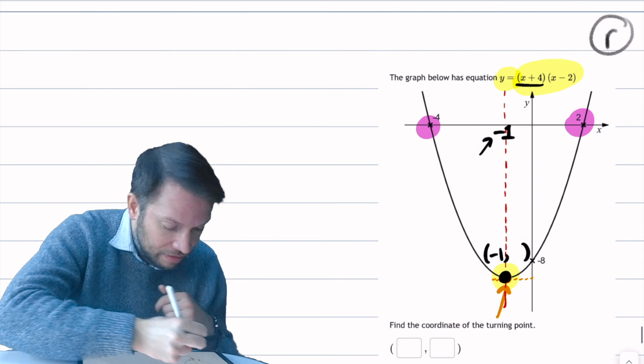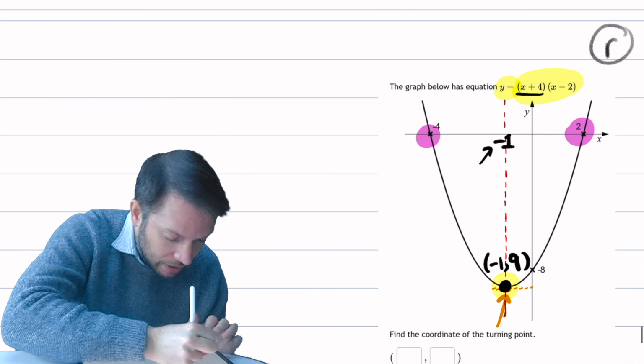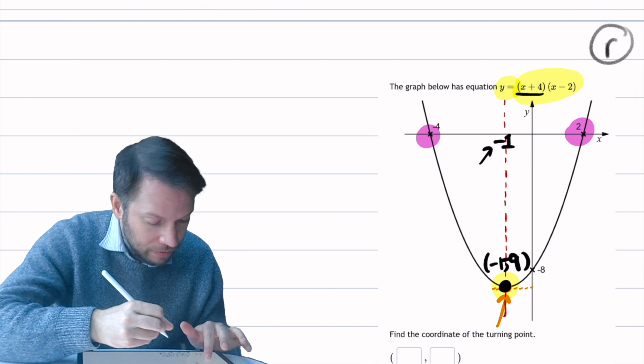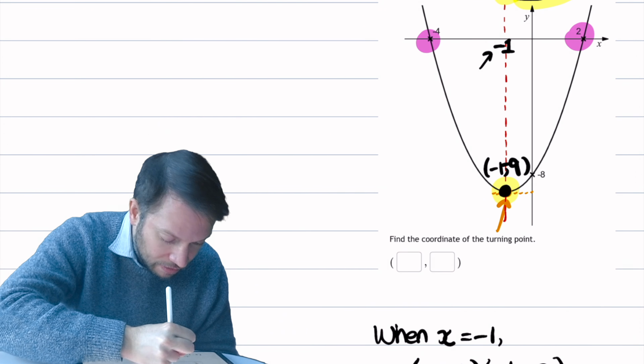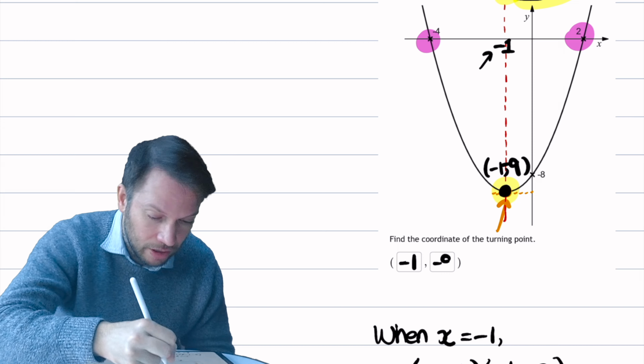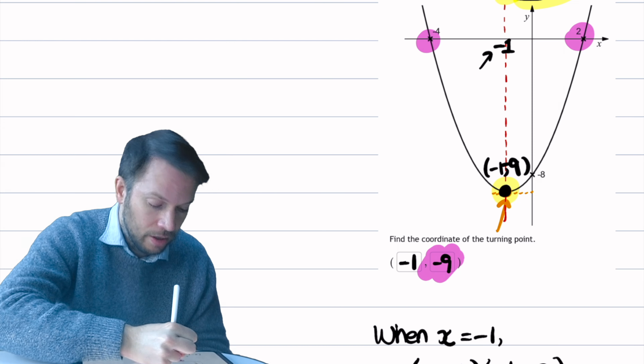And that means that's the y value here. It's -9, sorry. So that's the final answer. The coordinate of the turning point is -1, -9, and that is your final answer.